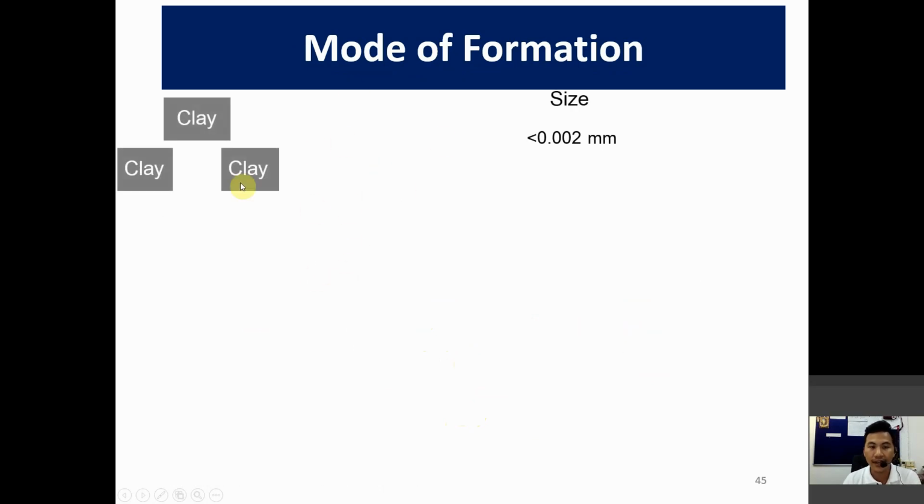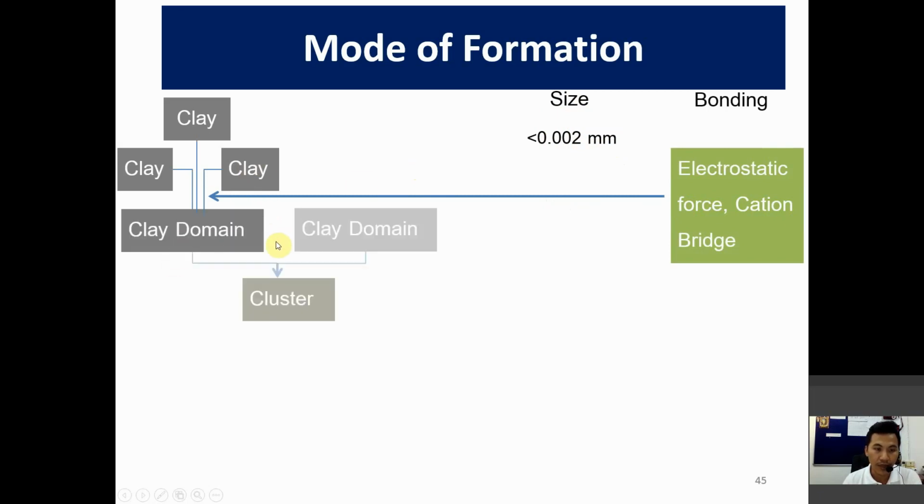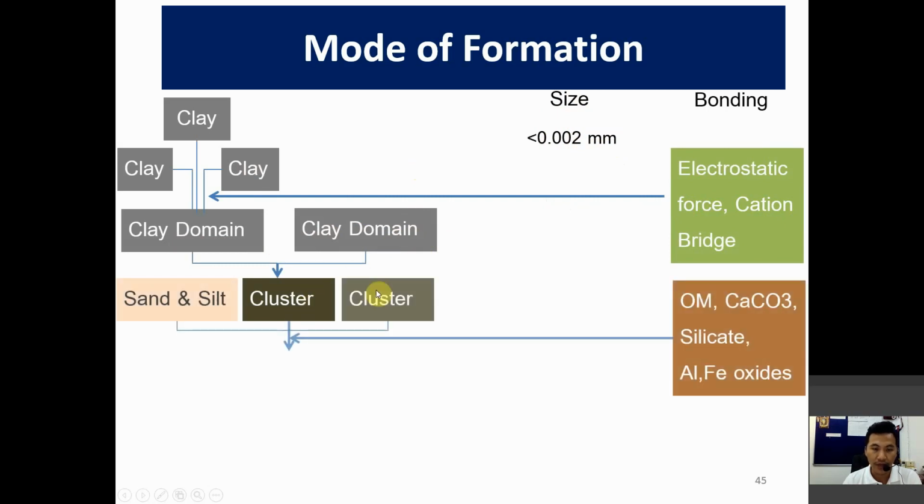Now here, I'd like you to take a look at the levels of formation, starting from clay particles individually, which start forming together by electrostatic force according to the cation bridge. And here you see the size is probably less than 0.002 millimeter or less than 2 micron. With this level forming, you will get a clay domain. And once you have more than one clay domain, they form a cluster among clay.